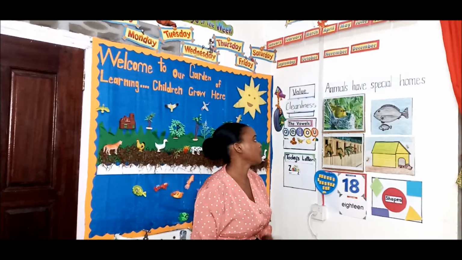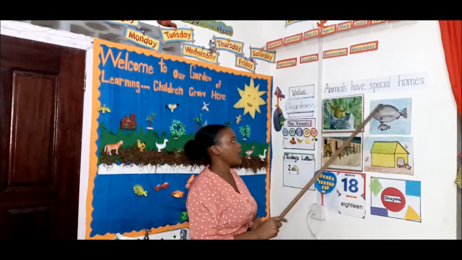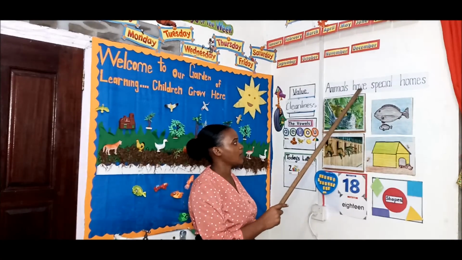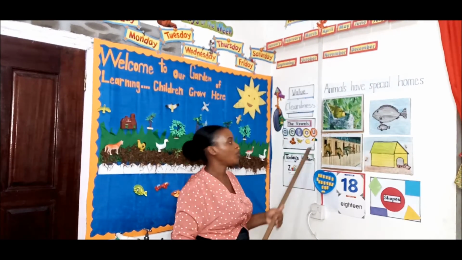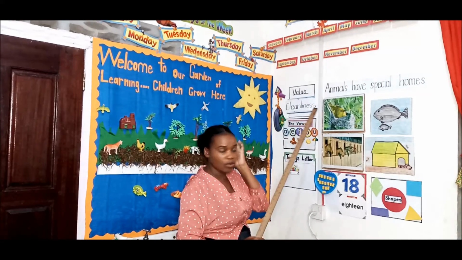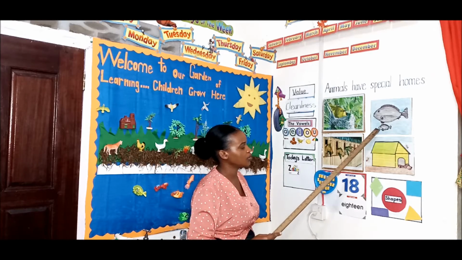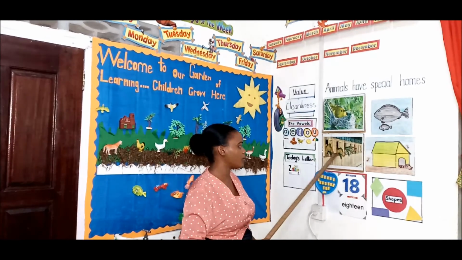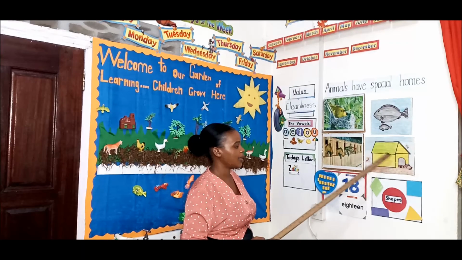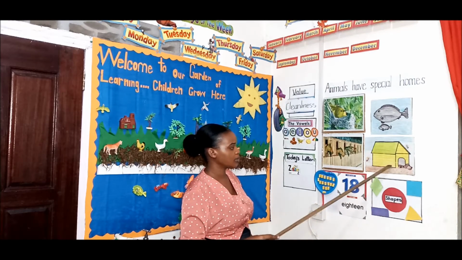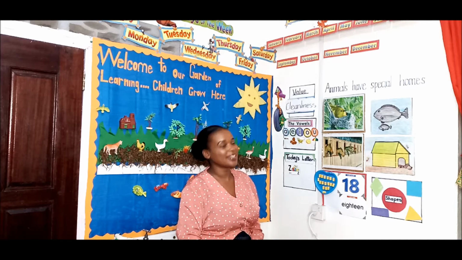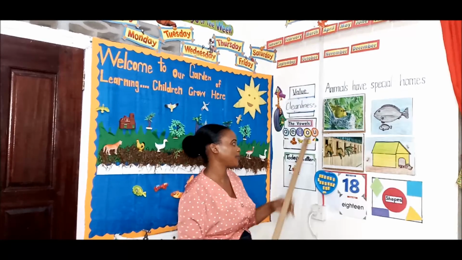Now, this week, our topic is animals have special homes. What is the home of a bird? The home of a bird is called a nest. The home of a fish is water. The home of a horse is called a stable. And the home of a dog is called a kennel. And yesterday we learned from that video that the home of a lion is called a den. What else? So that is our topic for this week.